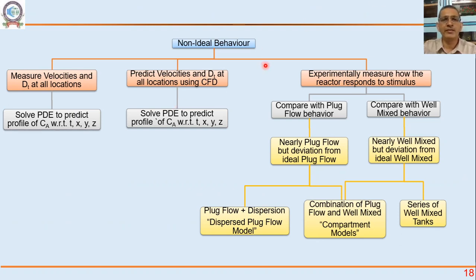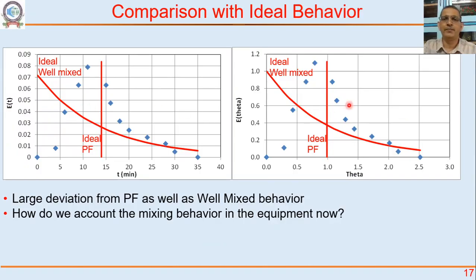What we have seen is how to characterize this non-ideal behavior, either in terms of velocities, where you solve the partial differential equation, or predict using computational fluid dynamics and solve. We are not going to do these two in this course. So what we did instead was an experimental measurement on a real life reactor. We put in a stimulus, meaning a tracer, either as a pulse or as a step change. We compare with plug flow behavior and with well mixed behavior. It doesn't behave either way.